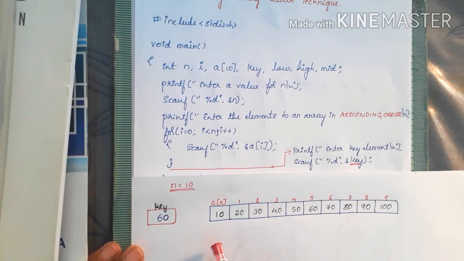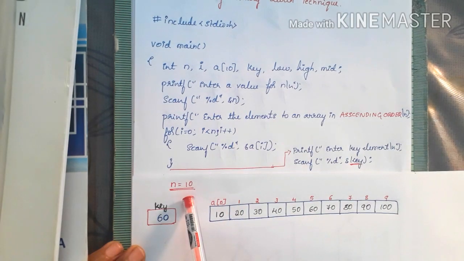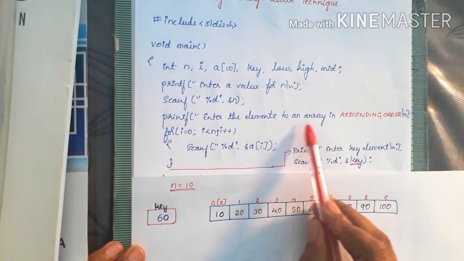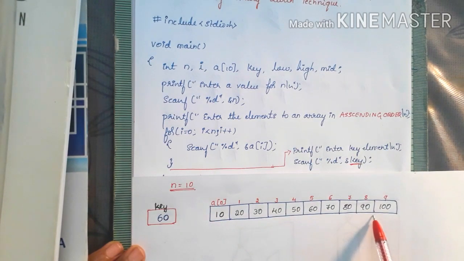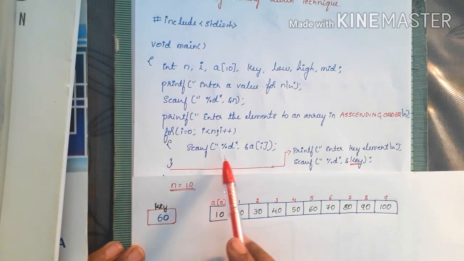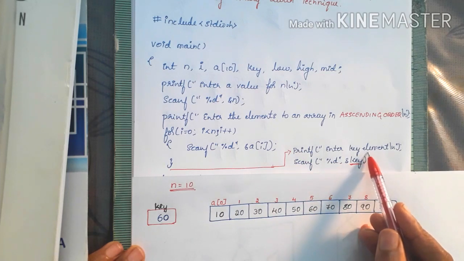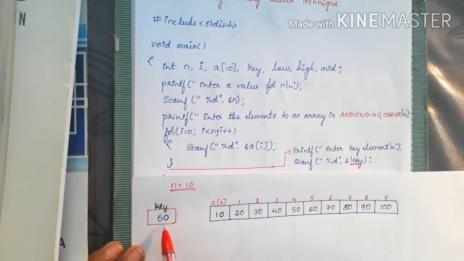Now I will trace this program. First, input a value for n. I have taken the n value as 10. Then input n elements to the array in ascending order. Here I have taken 10 elements to the array A in ascending order. So this for loop structure is used to input n elements to the array. Then the next instruction, enter the element to be searched, that is, you should enter a value for key. Here I have taken a value 60 for the variable key, means I want to search the element 60 in the array A.